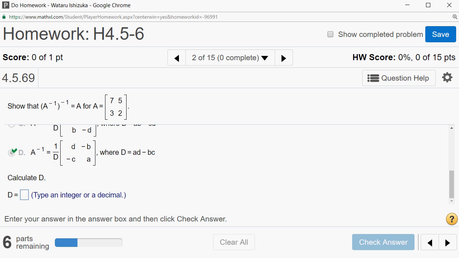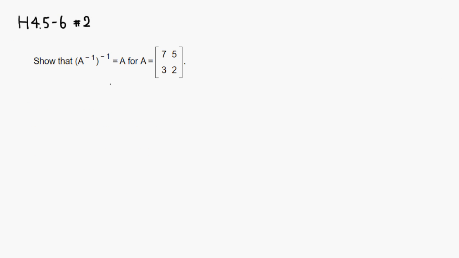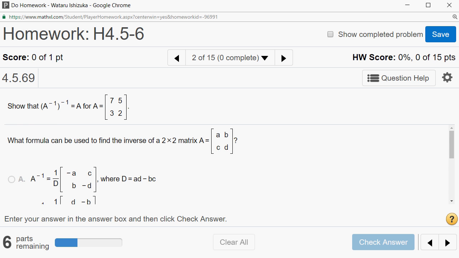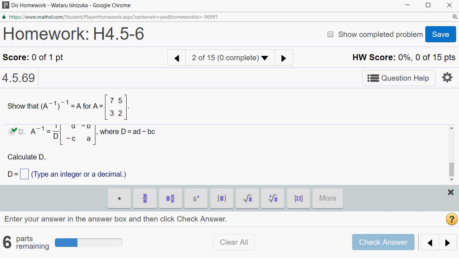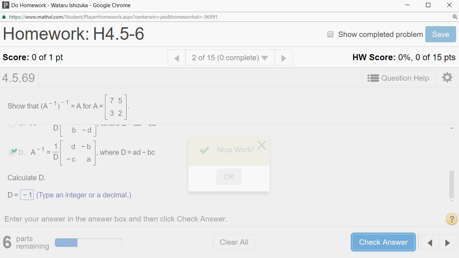Calculate the determinant D. Let's do that by hand. You just have to do AD, which is 7 times 2, which is 14, minus 3 times 5, so 14 minus 15. So D would be negative 1. Check the answer. We got that.